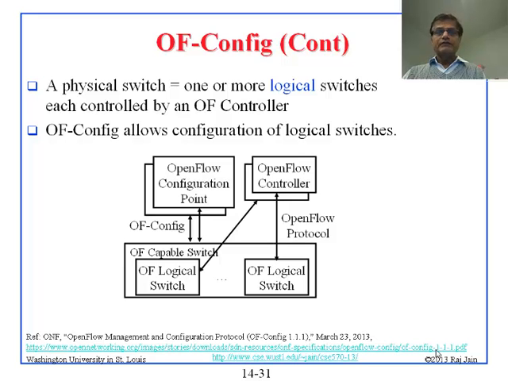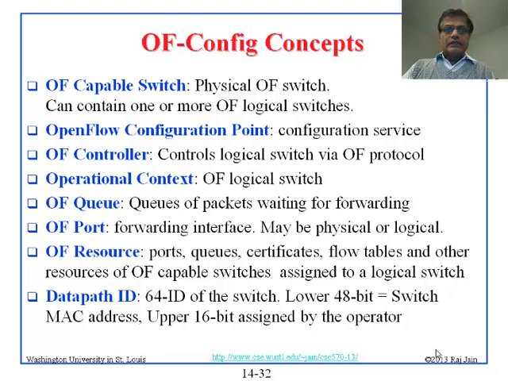Okay, and we call them logical switches in this thing. So the concepts: an OF capable switch is the physical switch, and it can contain one or more OF logical switches. We already talked about that. Configuration point is the service that configures the switch. Controller is the one that controls the switch and speaks the OF protocol.